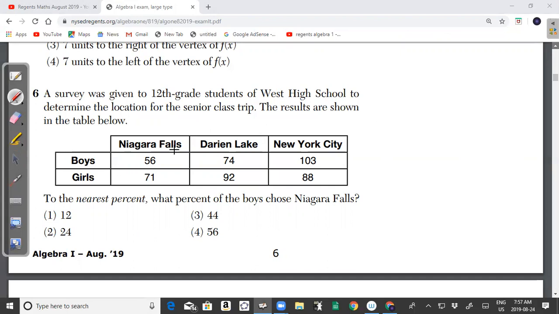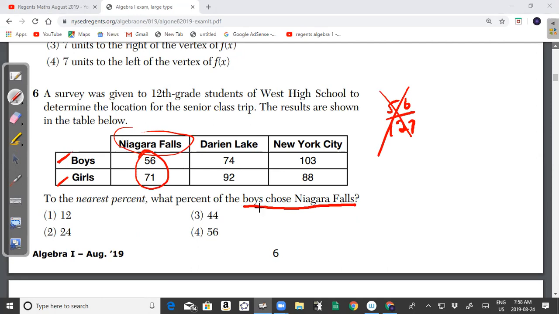All right, so these are the different locations: Niagara Falls, Durian Lake, and New York City. And these are the boys and these are the girls. So to the nearest percent, what percent of the boys chose Niagara Falls? Be careful with this question here, because a lot of you will be tempted to look at Niagara Falls and just add up these numbers here, right? So, for example, you get 56 over 127. This is wrong. Okay, read the question carefully.